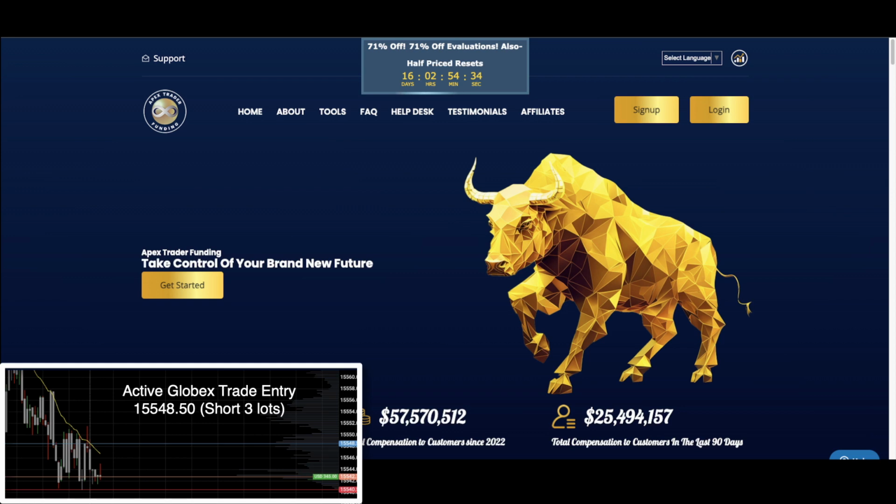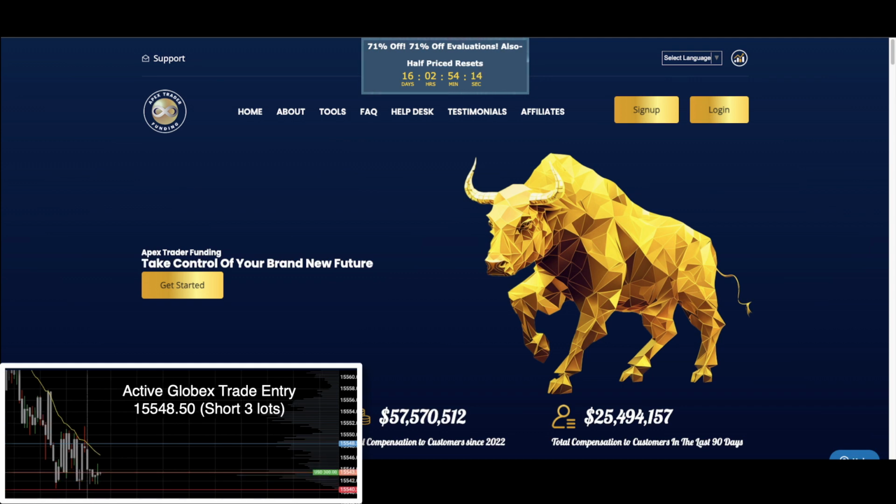You have to start over anyway with reset, so why not just pay less, buy another one. That's all I'm gonna say on that. However, with Apex, you can trade up to 20 performance accounts at a time. So if you are a consistent trader and you can get to payout, then you should consider.